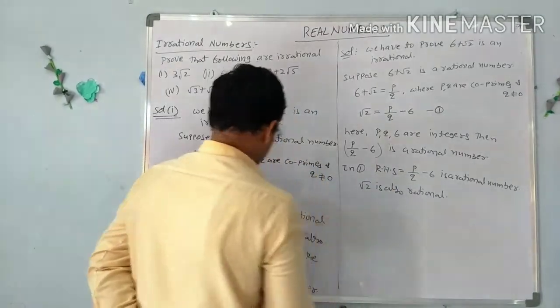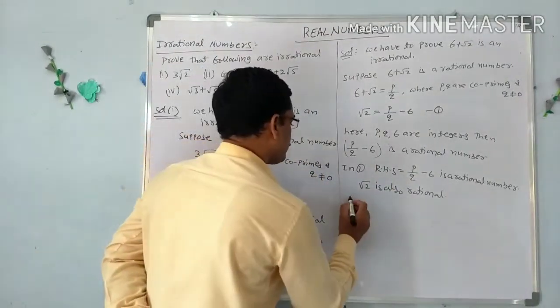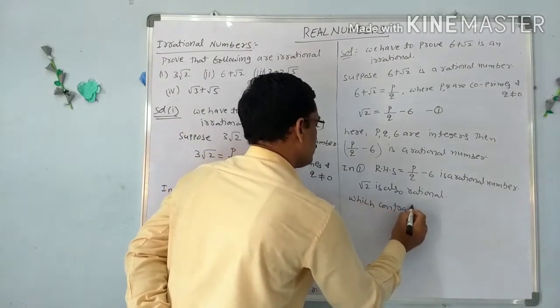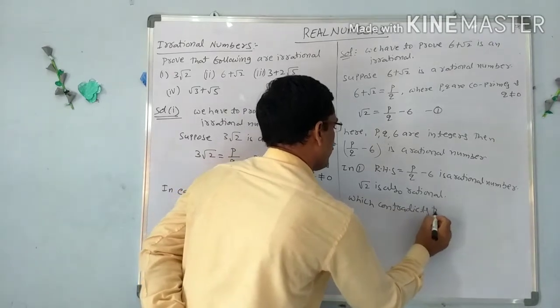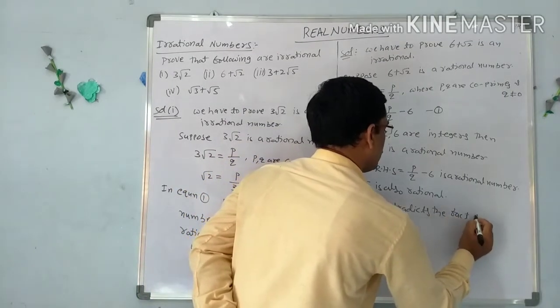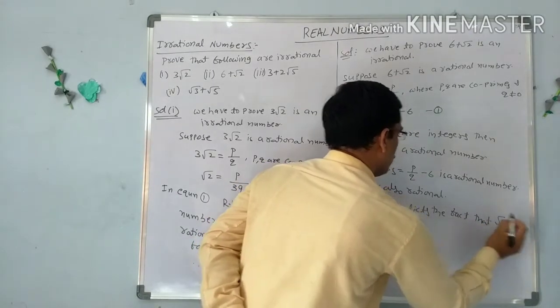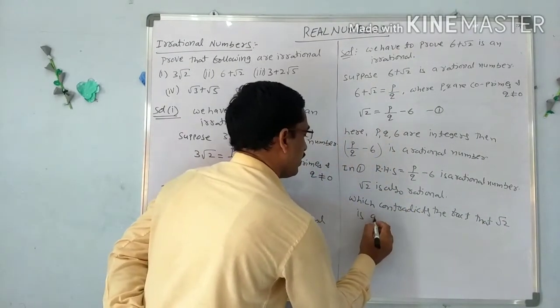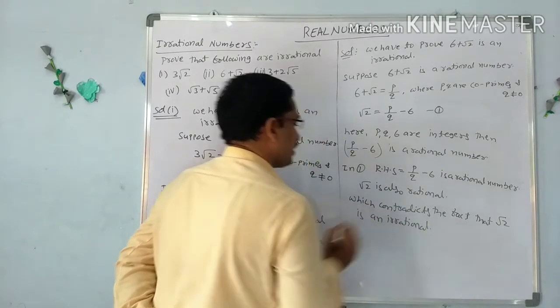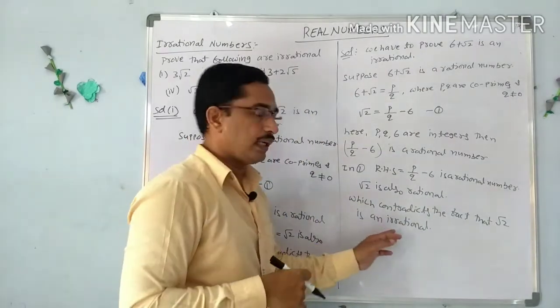So this contradicts again the same steps, which contradicts the fact that root 2 is an irrational. This contradicts the proof that root 2 is an irrational.